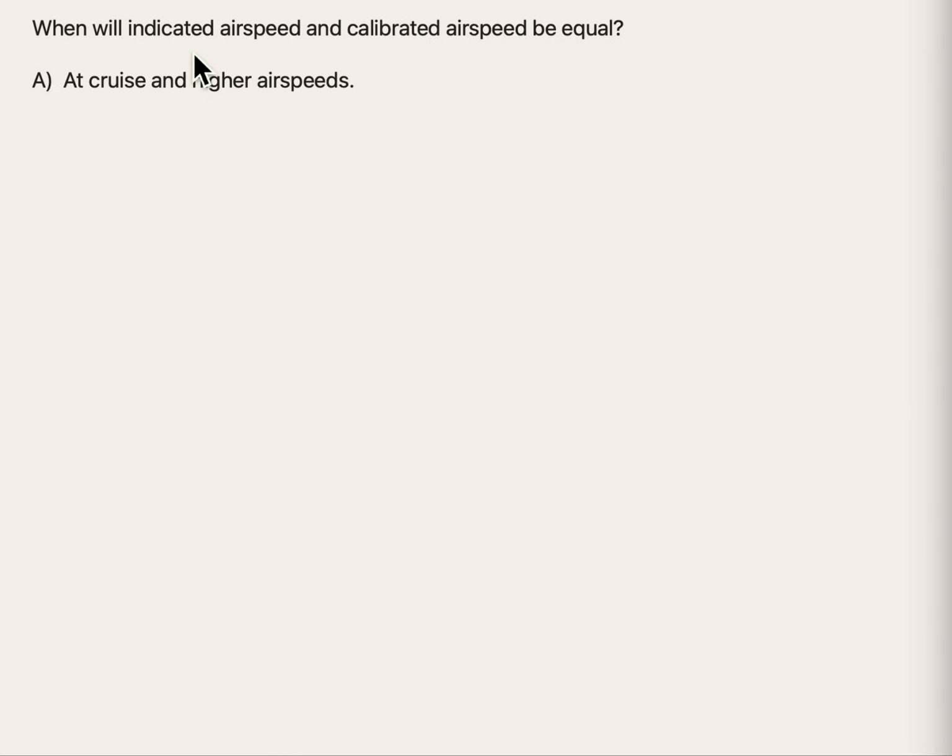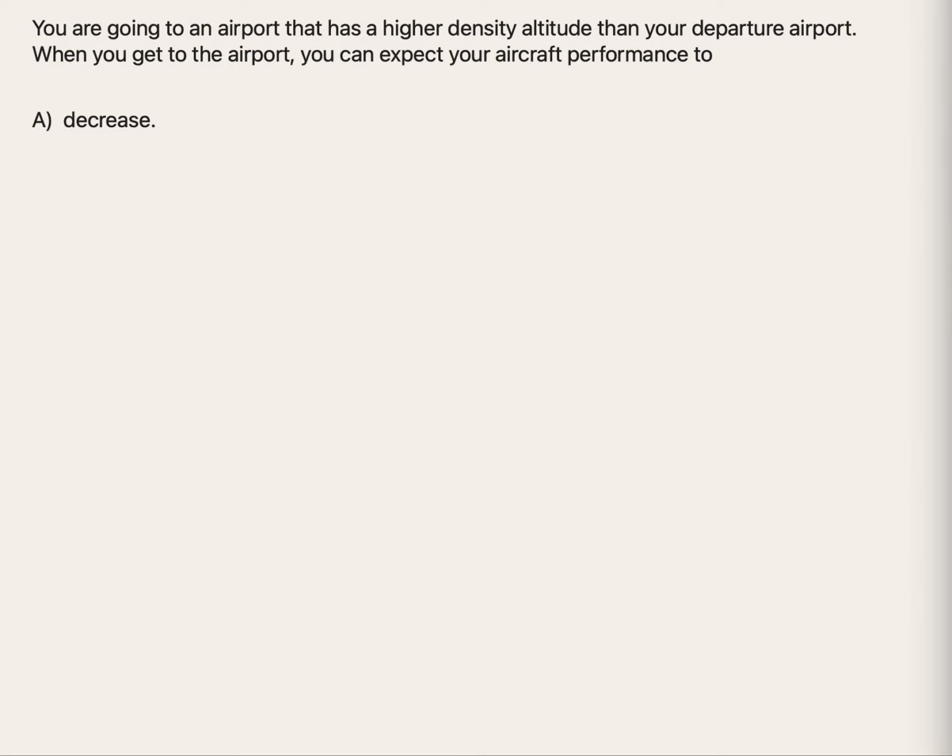When will indicated airspeed and calibrated airspeed be equal? And that's at cruise and higher airspeeds. We already went over that. You're going to an airport that has a higher density altitude than your departure airport. When you get to the airport, you can expect your aircraft performance to decrease. That is true because it's less dense air.